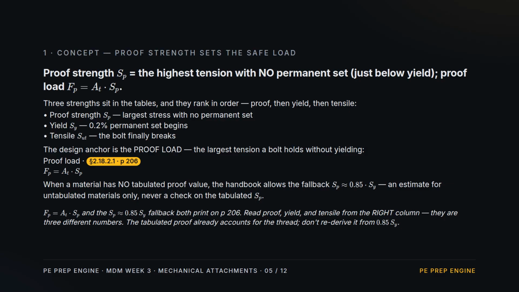Concept 3. Proof strength sets the safe load. The tables list 3 strengths, and they always rank proof below yield, below tensile. Proof strength is the largest stress a bolt takes with no permanent set. Yield is where a small permanent set begins. Tensile is where it finally breaks. The number you design to is the proof load. Tensile stress area times proof strength. When a material has no tabulated proof value, the handbook lets you estimate proof strength as 85% of yield. But that's a fallback for untabulated materials only, not a check on the values the tables already give you.